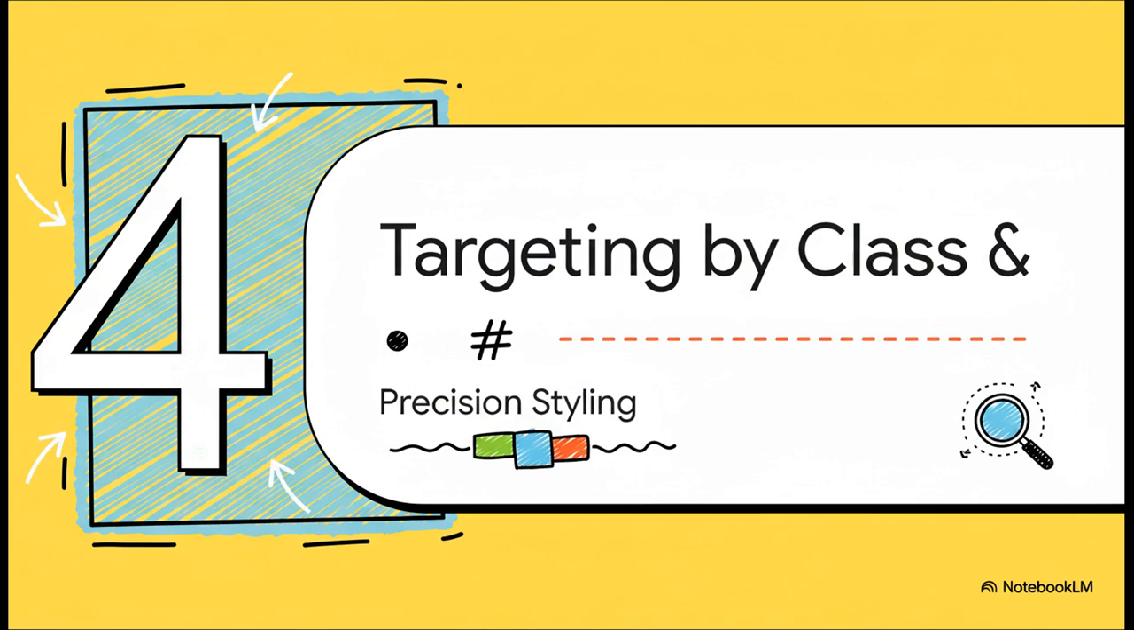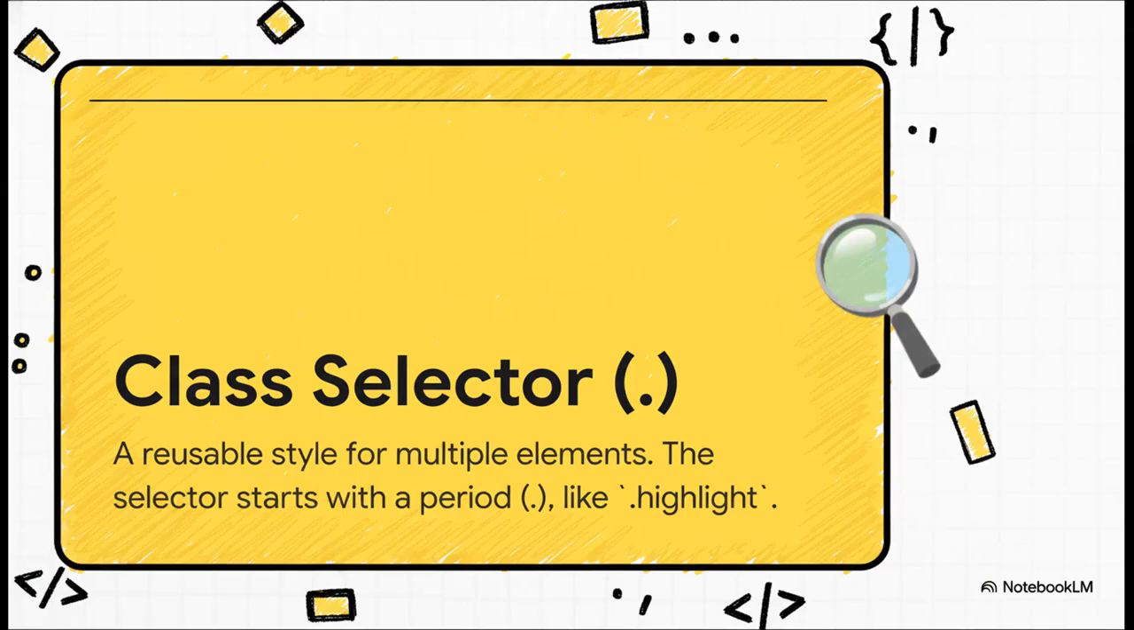So, targeting all paragraphs or all headings is great, but what if you only want to style some of them? For that, we need to get more precise. And that brings us to the two workhorses of CSS selectors, classes and IDs. Let's start with the class selector. This is probably the one you're going to use the most.